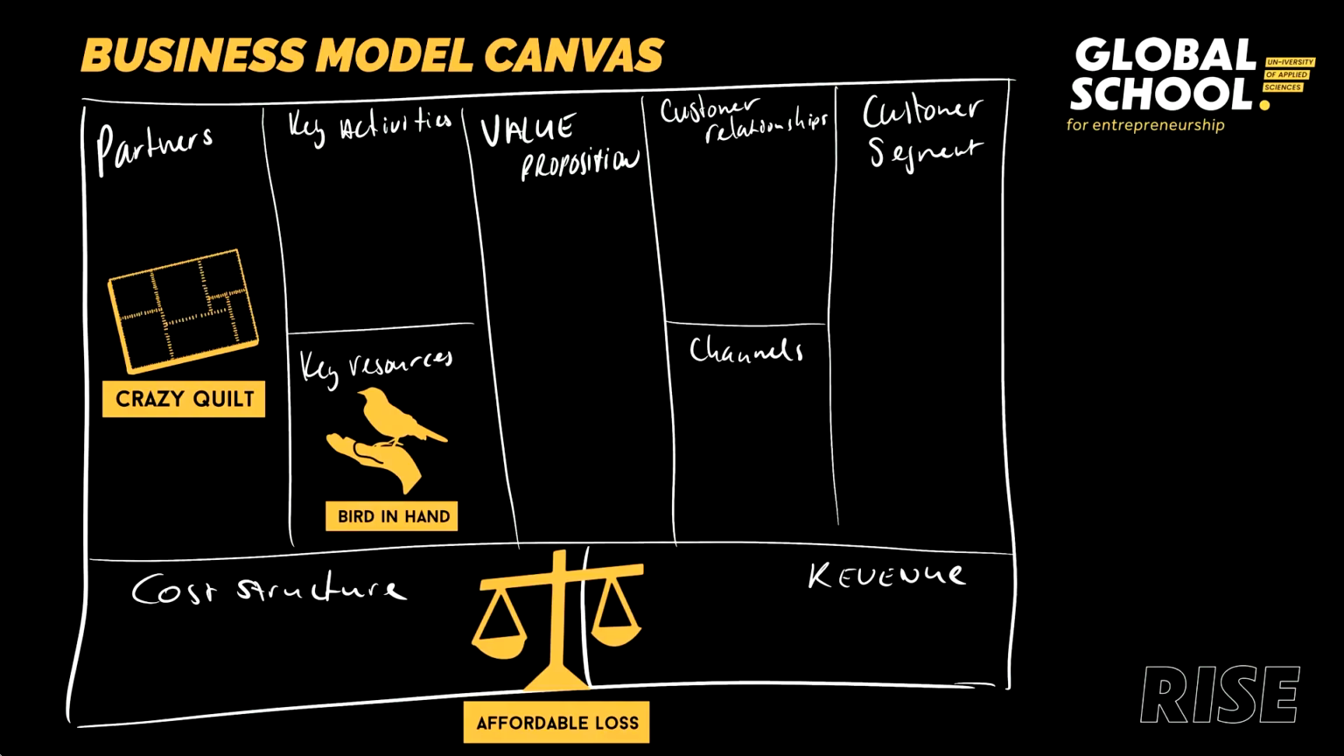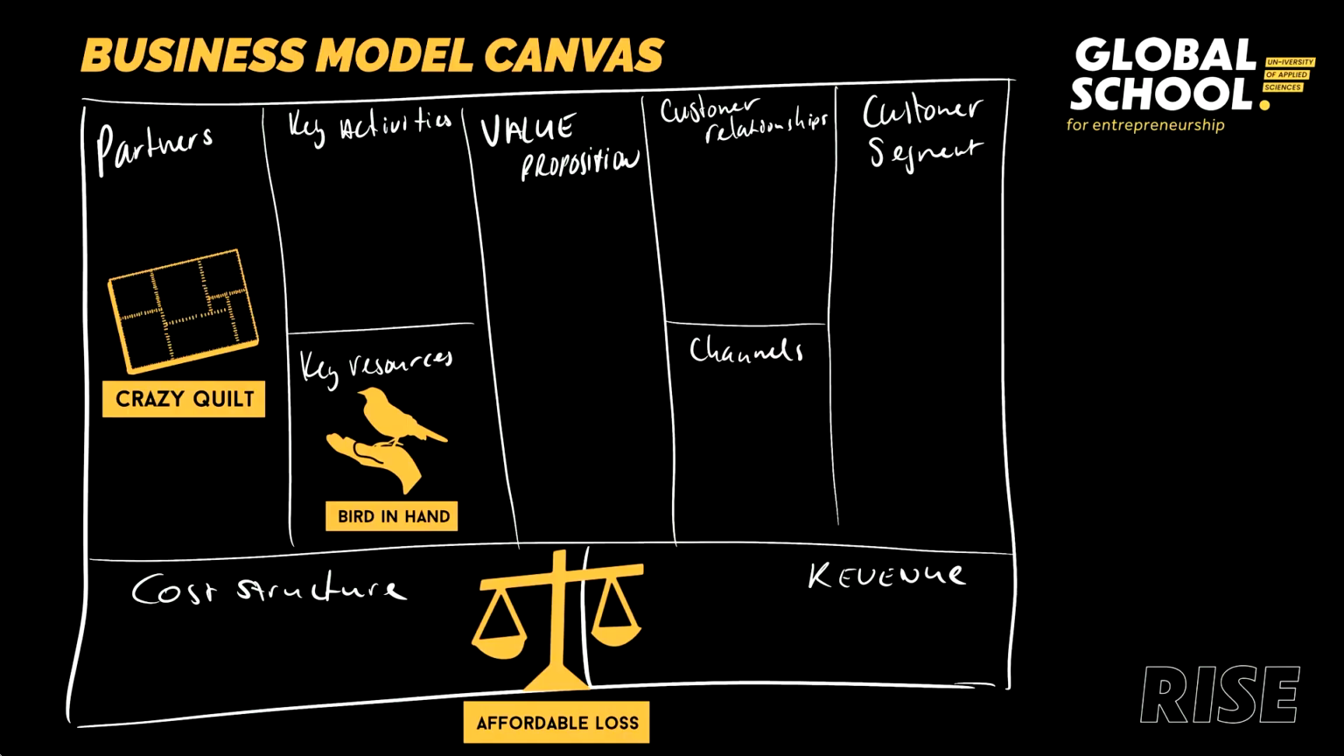So with the affordable loss, also do a lot of risk assessment and understand what the rights of the customers are and to what extent that offers risks to you as an entrepreneur. So can you risk all the costs and potential costs that are coming with your business model? And this is how the effectuation principles connect to the business model canvas.